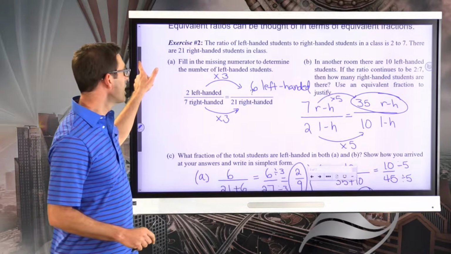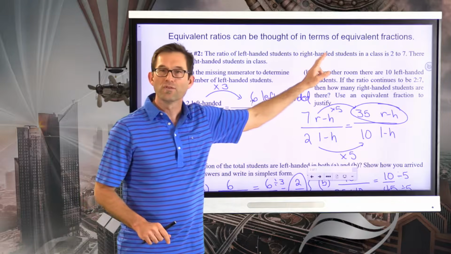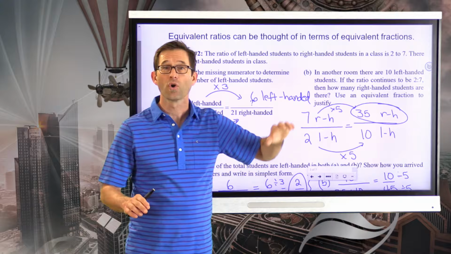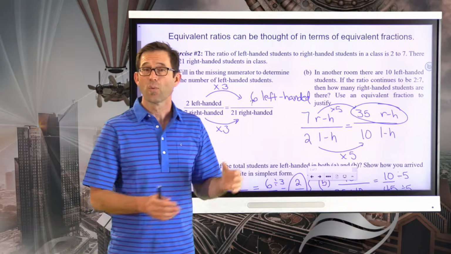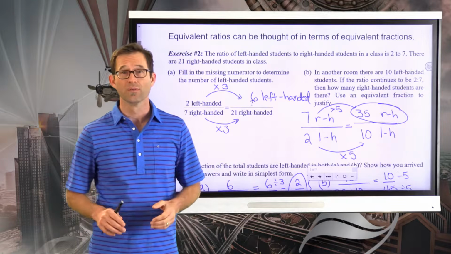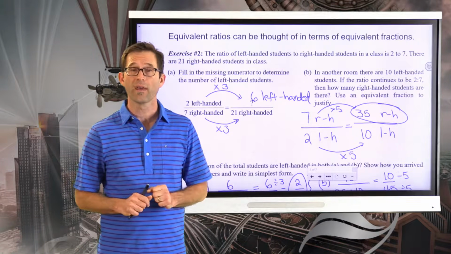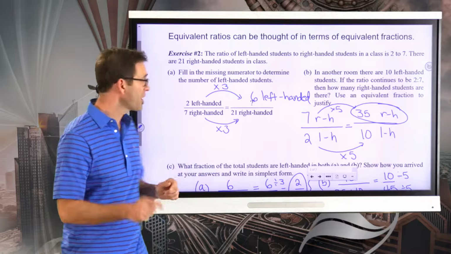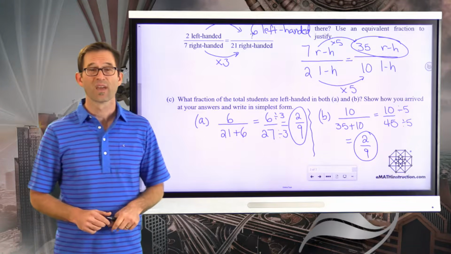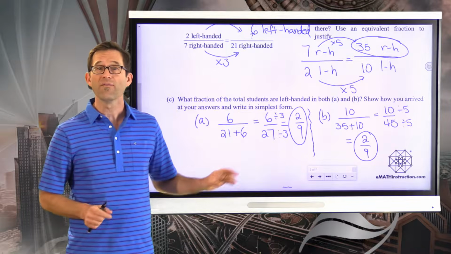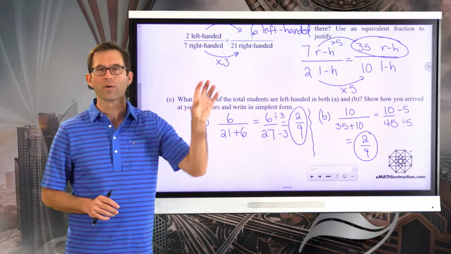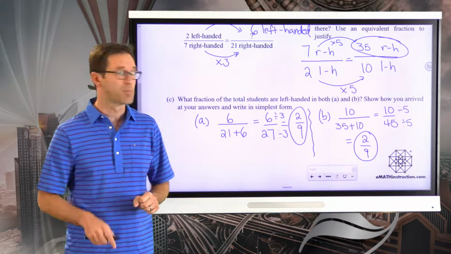Well, if you think about it, right, for every 2 left-handed students, there are 7 right-handed students, and there are a total of 9 students. So whether we're talking about A or B, for every 9 total students, 2 of them are left-handed, right? So the fraction of left-handed students is 2 ninths. Okay, a very important idea when we're given a ratio of parts, and we want to kind of convert that to a ratio of a part to a whole. Let's keep going.